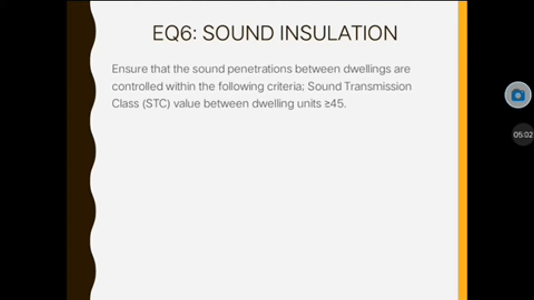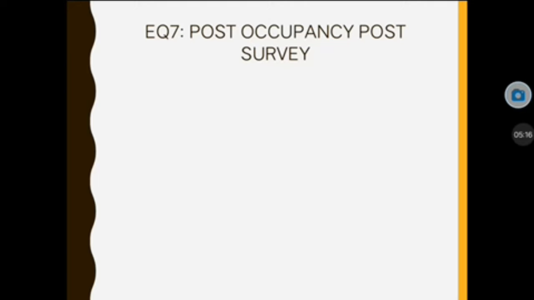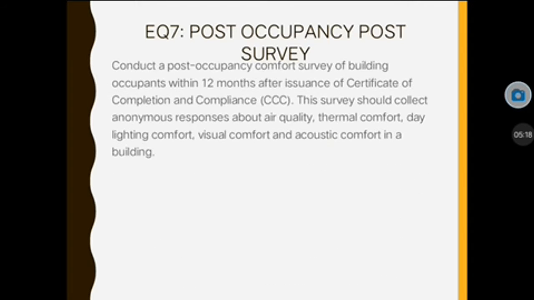Then, for sound insulation, ensure that the sound penetrations between dwellings are controlled within the following criteria: sound transmission class, STC value between dwelling units more than 45. And lastly, for post-occupancy survey, conduct a post-occupancy comfort survey of building occupants within 12 months after issuance of the Certificate of Completion and Compliance (CCC).